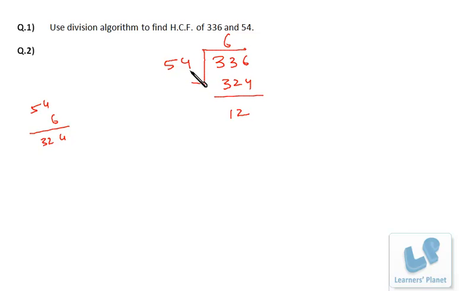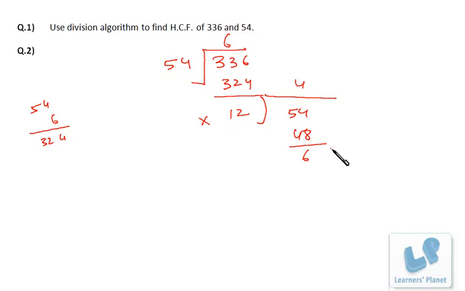Now what is the second step that we had discussed in the previous lecture? Now we divide 54 by this number, that is the remainder, right? Now 12 fours are 48. And this is 6, right? So still the remainder is not 0. That means the HCF is not even 12.